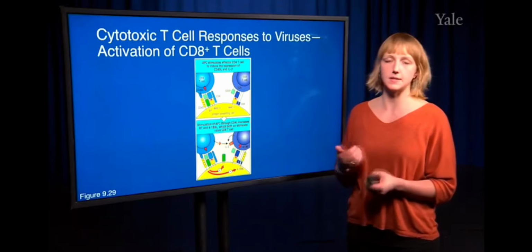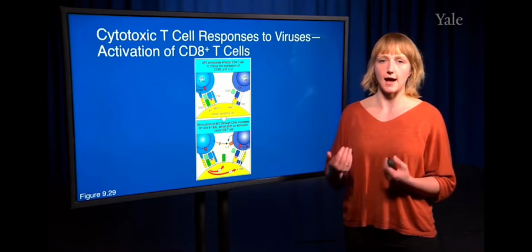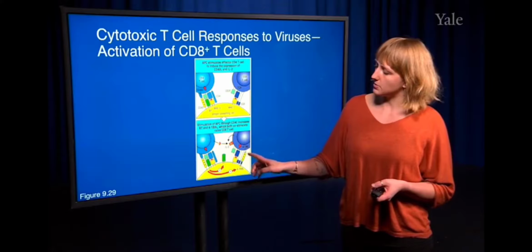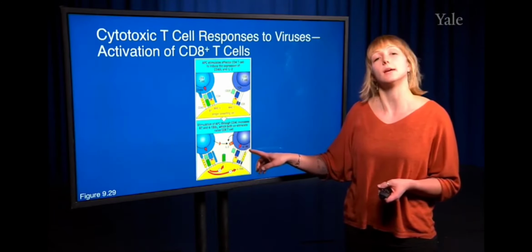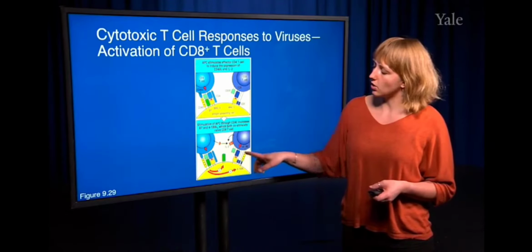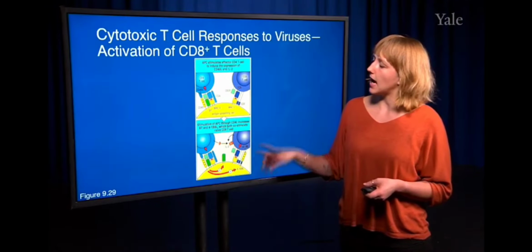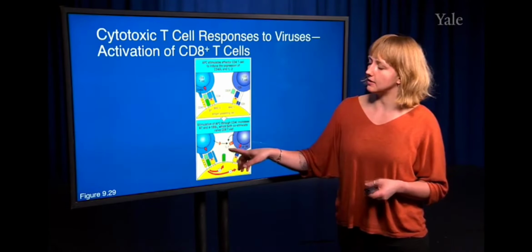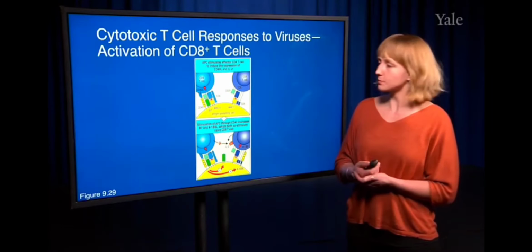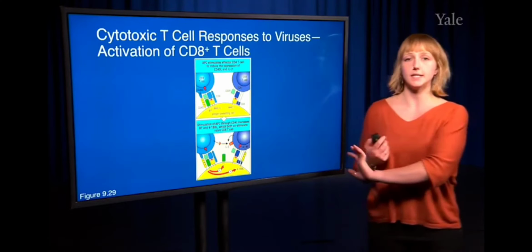So if you can remember, there are multiple signals that are needed to activate an adaptive immune cell. First, we have the interaction between the MHC class I molecule and the CD8 molecule. We also need co-stimulatory receptors that also act to activate the CD8 cell, and the CD8 cell also needs the IL-2 produced by the CD4 cell in order to be activated. So this is critical because this is the link between CD4 cells and CD8 cells that recognize the same antigen.